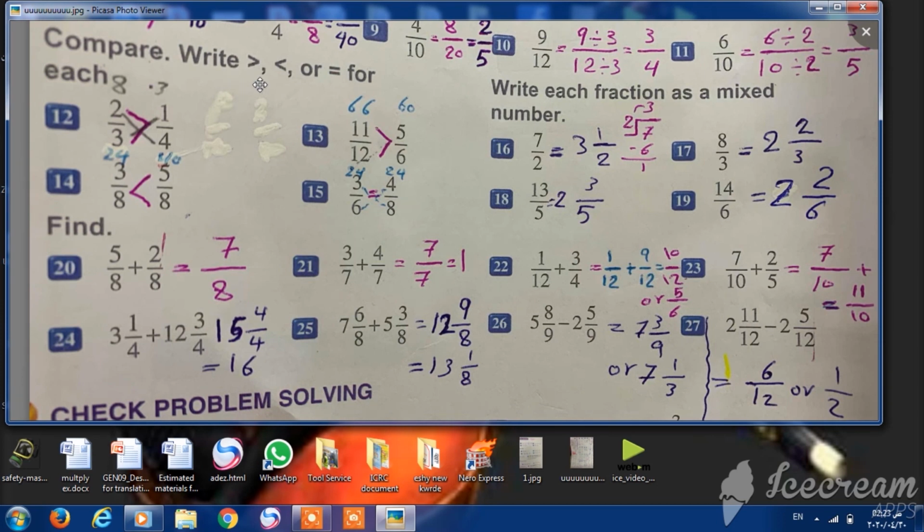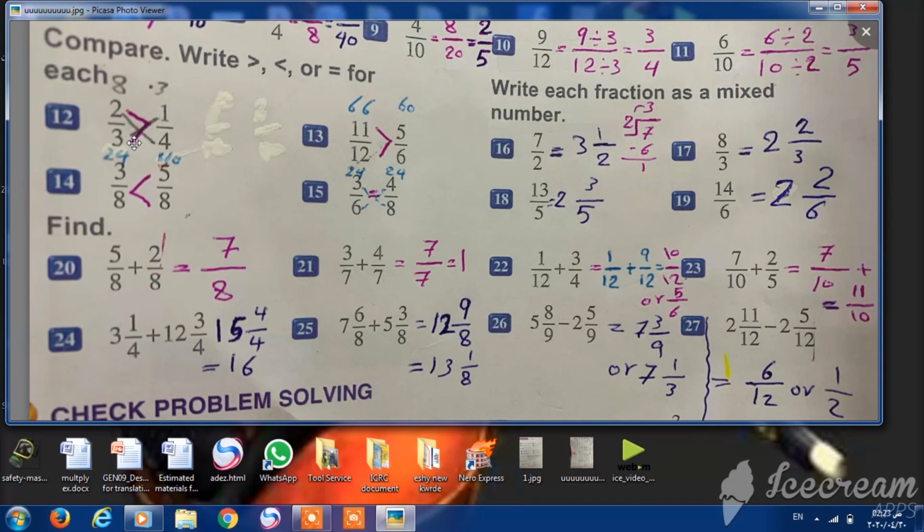Compare, right: greater than, less than, or equal for each fraction. We said that it's not always easy to tell which fraction is bigger just by looking at them if they have different bottoms. We studied an easy method. We say use cross multiplying. 3 multiplied by 1 equals 3 and 4 multiplied by 2 equals 8. So 8 is greater than 3 and this fraction is greater than this.